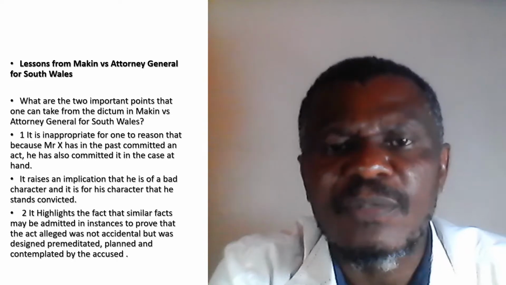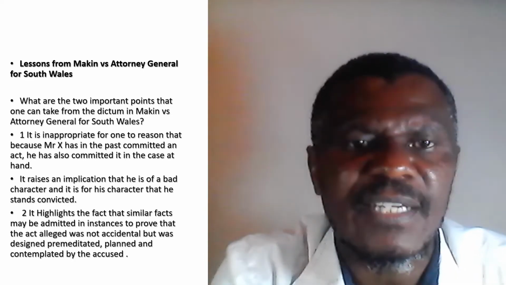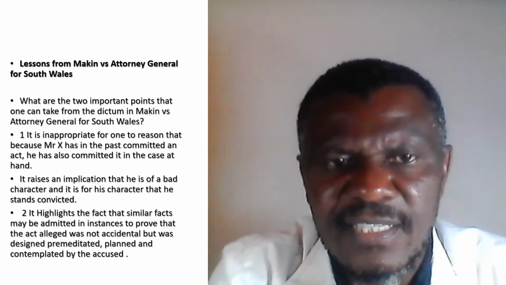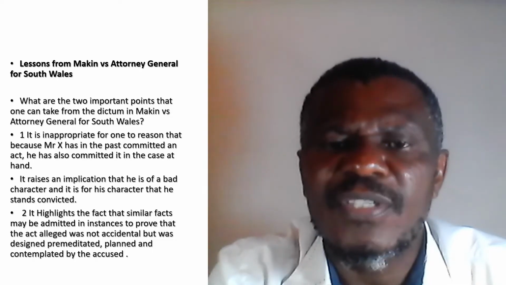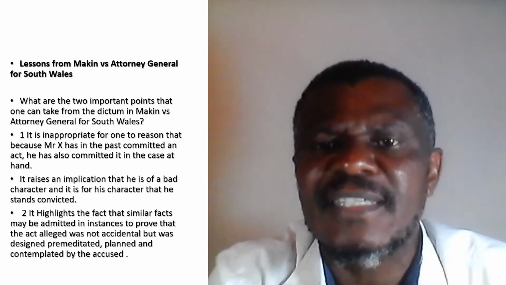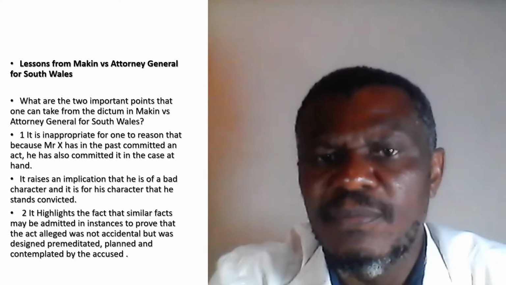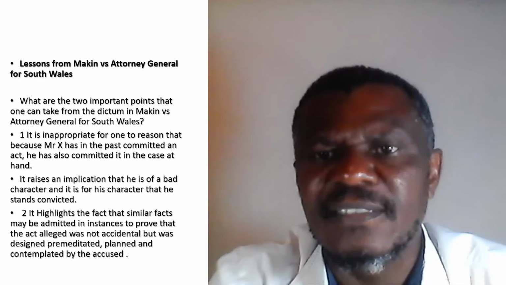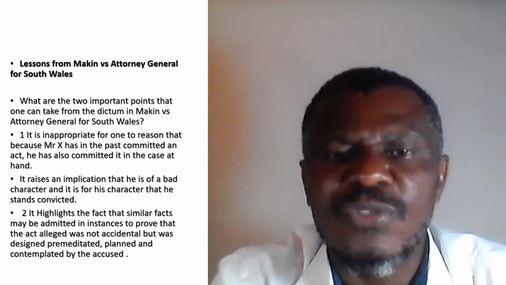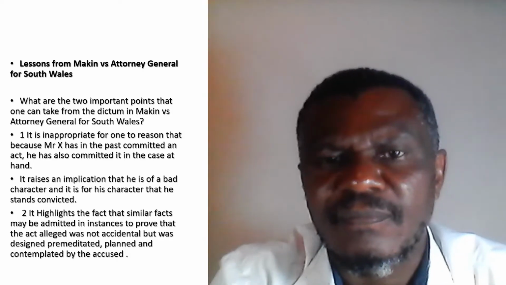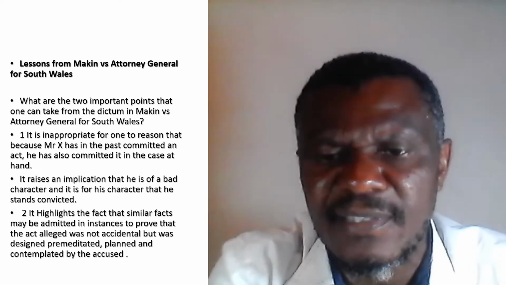Maybe the question is, what are the two important points that you can take from the dictum in Makin versus Attorney General? Well, it is inappropriate for one to reason that because Mr. X has in the past committed a second act, he has committed it in the case at hand. It raises the implication that he is of a bad character, and it is for his character that he stands convicted. I think we have belabored this point.